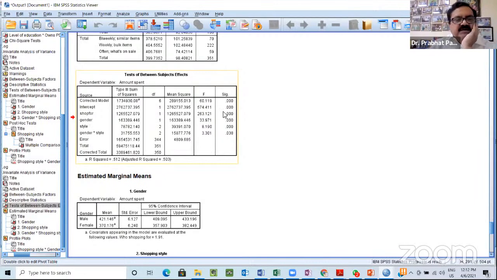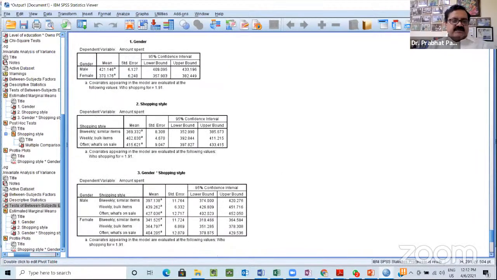who's shopping for is significant, gender is significant, style is also significant in their own way. In the previous analysis, when the covariate was not used, it was found that the style was not significant per se. Gender was significant, and the interactive effect of gender and style was significant. And here also, it remains significant. But all the other factors are becoming significant when we use the covariate.